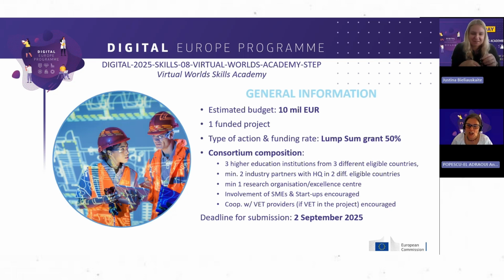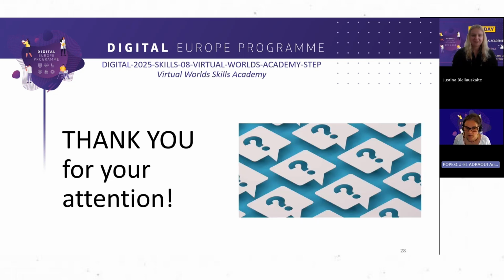Of course. I will perhaps just skip this slide because you will see it. The important points would be really the consortium composition with 3 higher education institutions, 2 industry partners in 2 eligible countries, a minimum of research organization, and also the encouragement of SMEs, startups, and VET providers. So that would be all on my side. Sorry, I exceeded a bit my time. Next slide. Thank you, and I'm looking forward to answering your questions if I can.